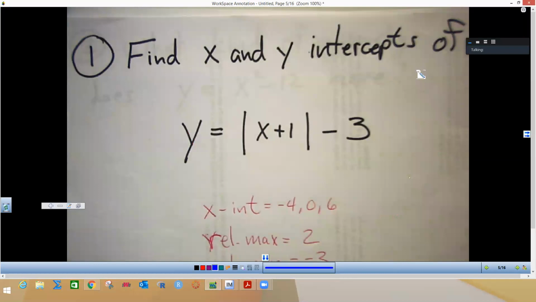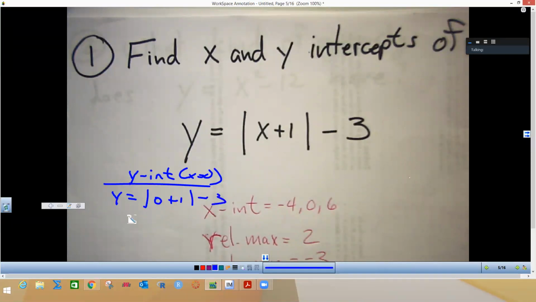It says find the x and y intercepts of this function. So I'm going to do what I just did a second ago. I'm going to get the y-intercept by plugging 0 in for x. So when I do that, I get y equals the absolute value of 0 plus 1, minus 3. 0 plus 1 is 1. Absolute value of 1 is 1. And 1 minus 3 is negative 2. So there is my y-intercept.